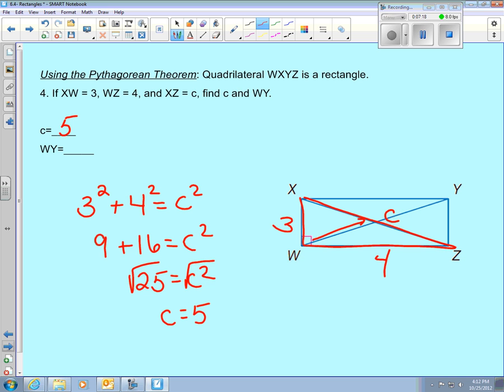So if C is 5, and then it asks us for WY. Well, WY, if we look here, is my other diagonal. Think about what was one of my rules about rectangles. Well, the thing that differs rectangles from parallelograms is that in rectangles, diagonals are congruent. So I know that it is also 5. All right, guys, we'll see you guys tomorrow with the rest of these notes completed.